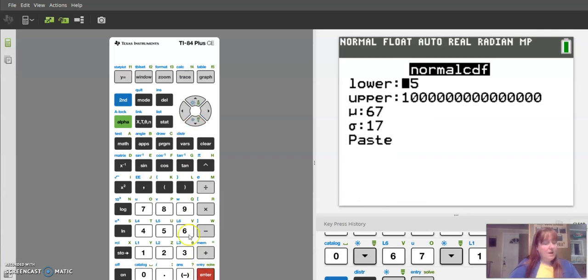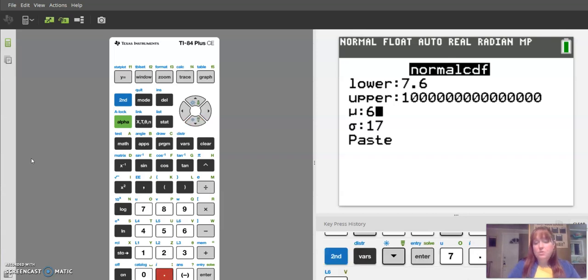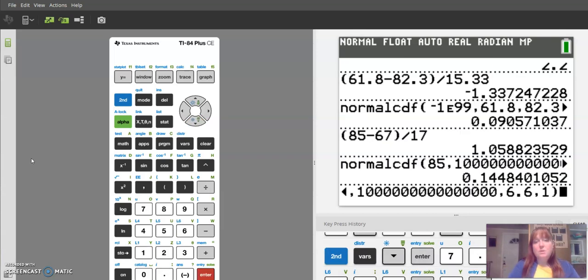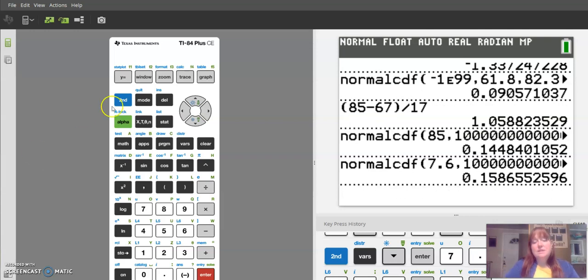And we want to figure out our area under the curve from 7.6. And our upper value, remember, we're going to positive infinity. We're going as big as we possibly can. We want something like a huge, huge number, so I'm just going to leave my huge, huge number in there. Our mu, or our mean, is 6.6, and our standard deviation is 1. We're going to paste that. And it tells us that the area under the curve is about 15.866%.